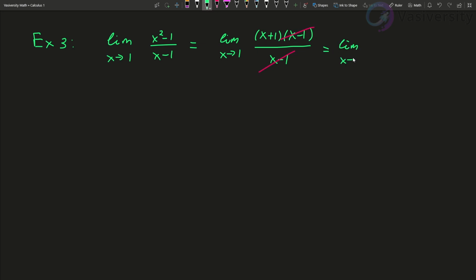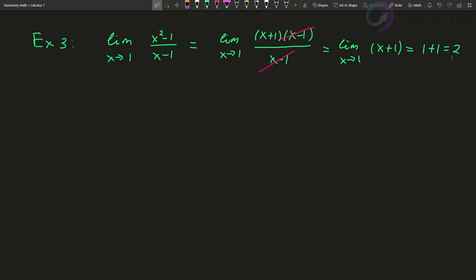The limit of x plus 1 is a linear polynomial, right? It's a linear equation, so we can plug it in. Okay, pretty straightforward. Okay, so now, we can also do the following.